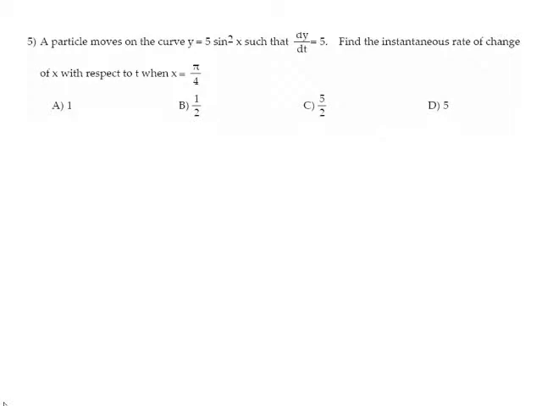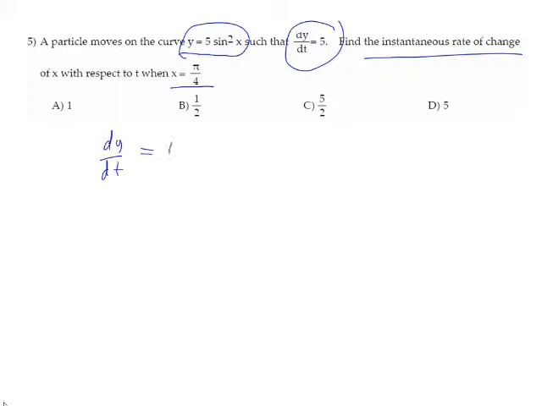Problem 5, we have a particle that is moving on the curve defined by y equals 5 sine squared of x. And it's moving with a constraint that dy/dt is always equal to 5, and we want to find the instantaneous rate of change of x with respect to t when x is equal to pi over 4. So we want to find the derivative of x with respect to t, which means we need to take the derivative of y first with respect to t, which is equal to 10 sine of x cosine of x. Remember the chain rule, times dx/dt. Chain rule again.